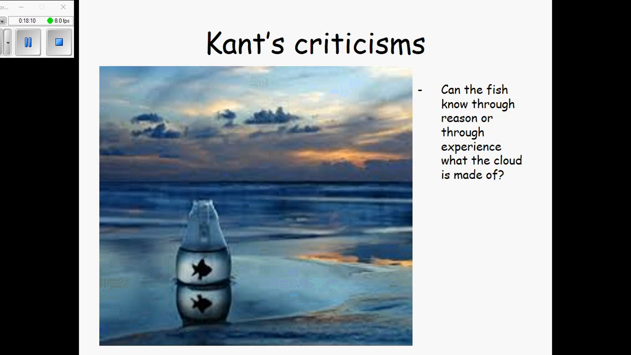Kant's criticism is very interesting. So let's look at this fish. Can the fish know through reason or through experience what the cloud is made of? And the argument here is no. Kant isn't talking about fish, but Kant says that we can't go beyond the realms of our possible experience, both a posteriori and a priori. So we can't possibly know if God created the universe or if God didn't create the universe. He's not disagreeing with God. He's saying that this is just outside of our possible knowledge.